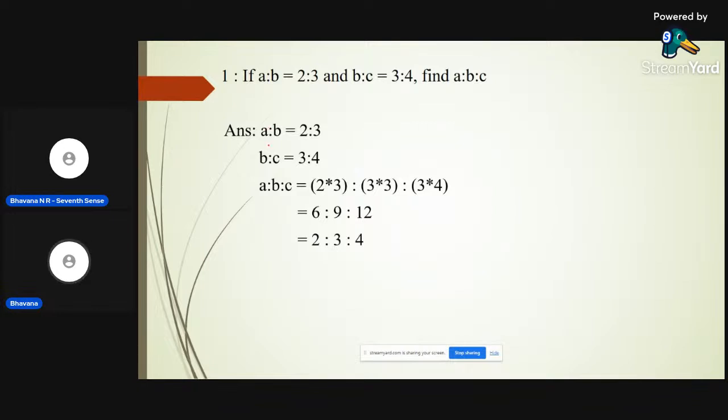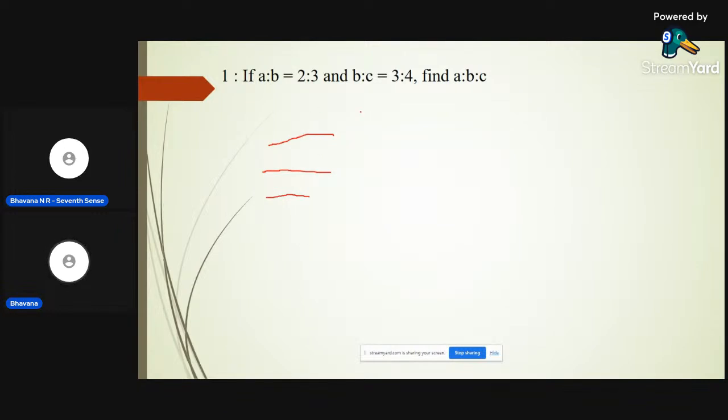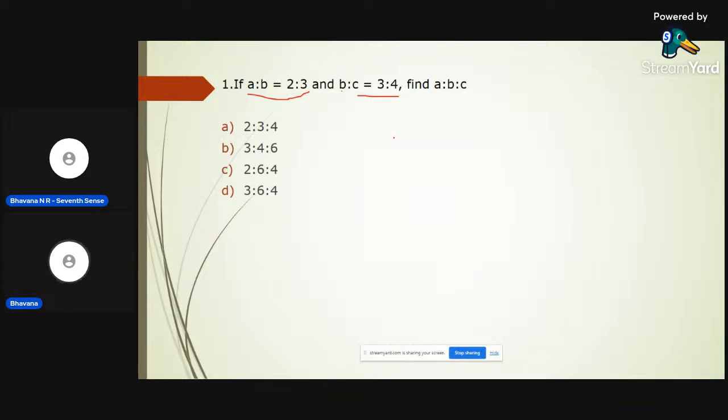So A is to B is 2 is to 3 and B is to C is 3 is to 4. So A is to B is to C. Here we have the same value, so how will we replace it? Is there one easy trick to find A is to B is to C? Just write it down: A is to B is to C. Then write here 2, 3, then 3, and the C value here.